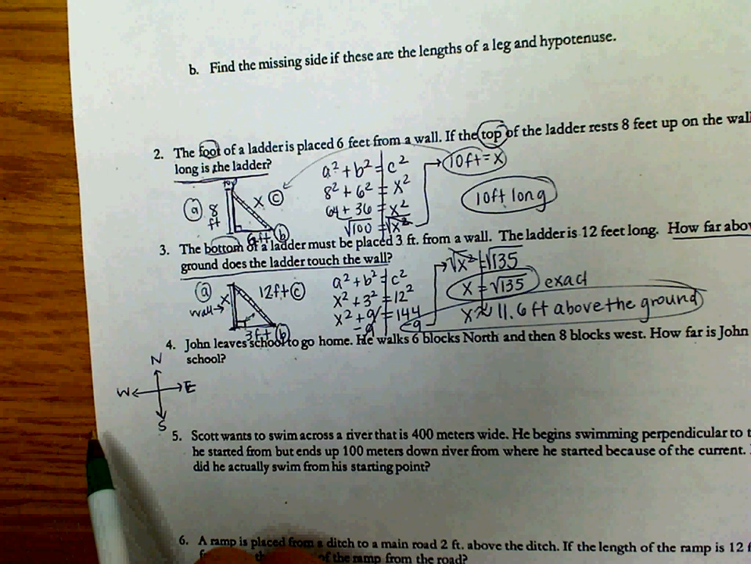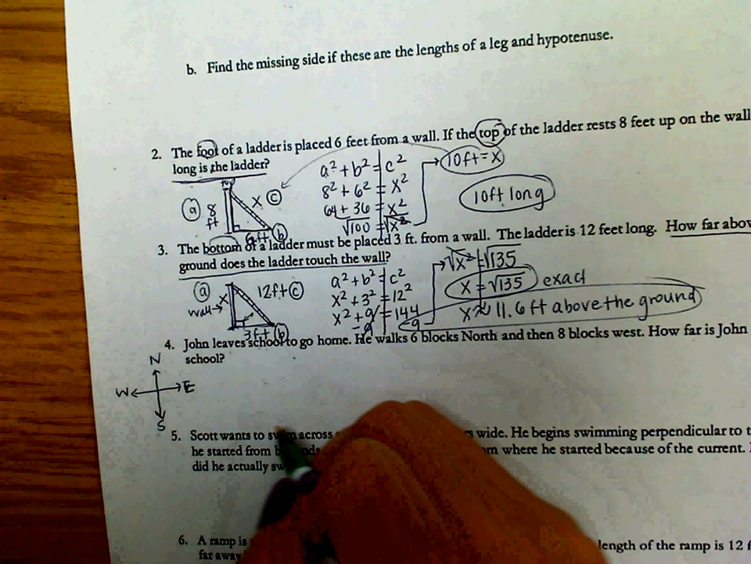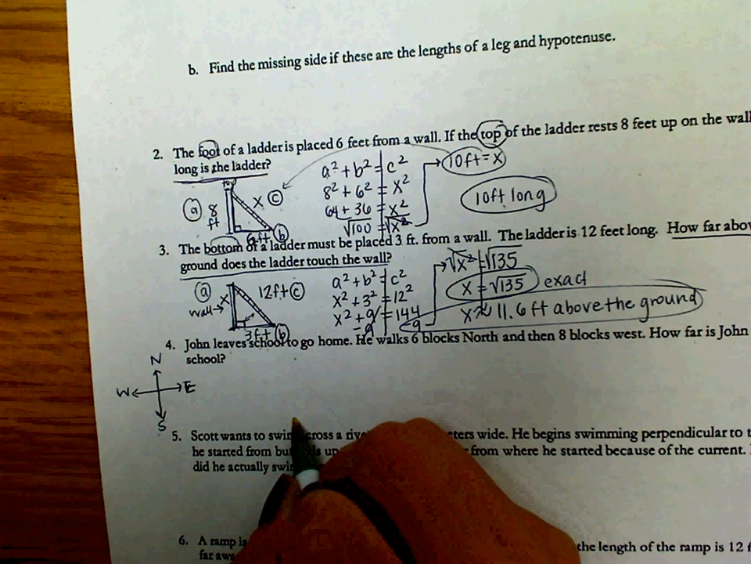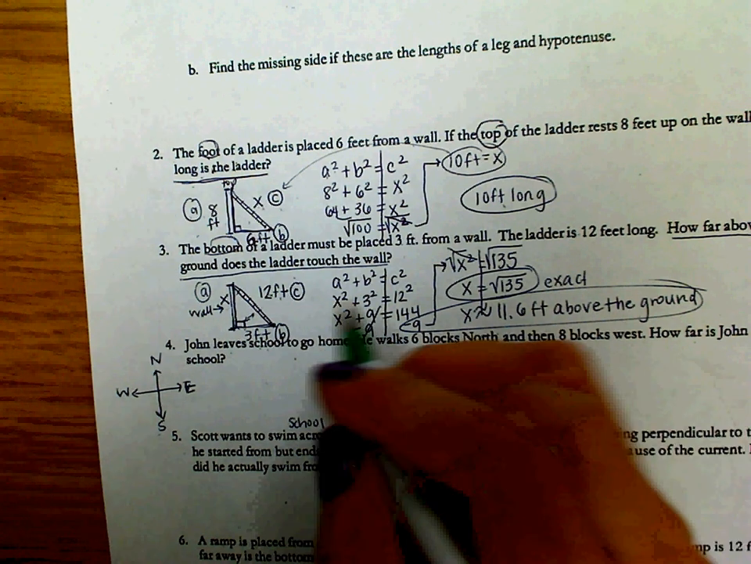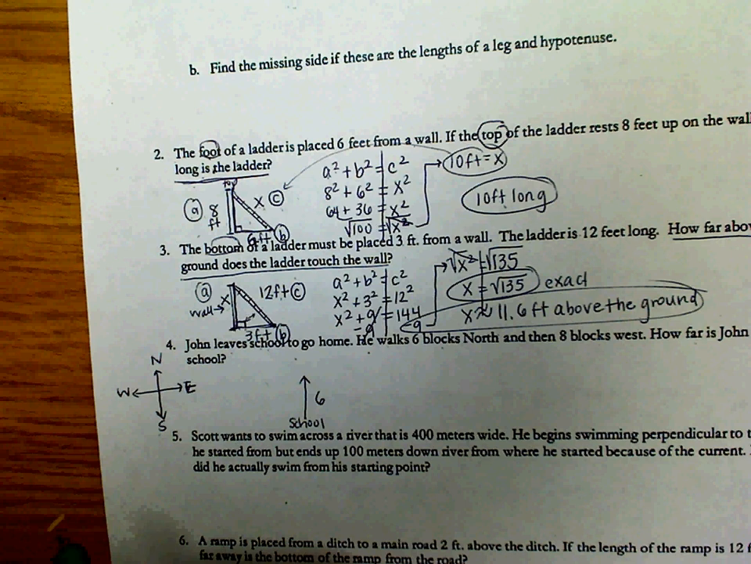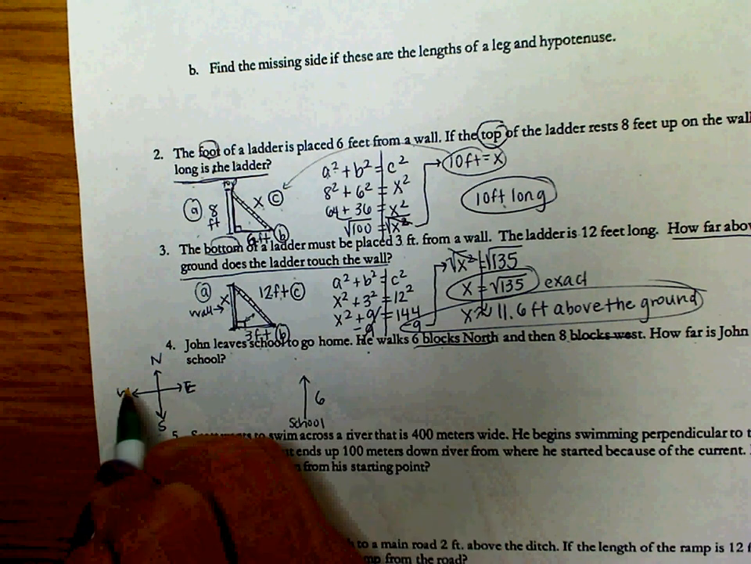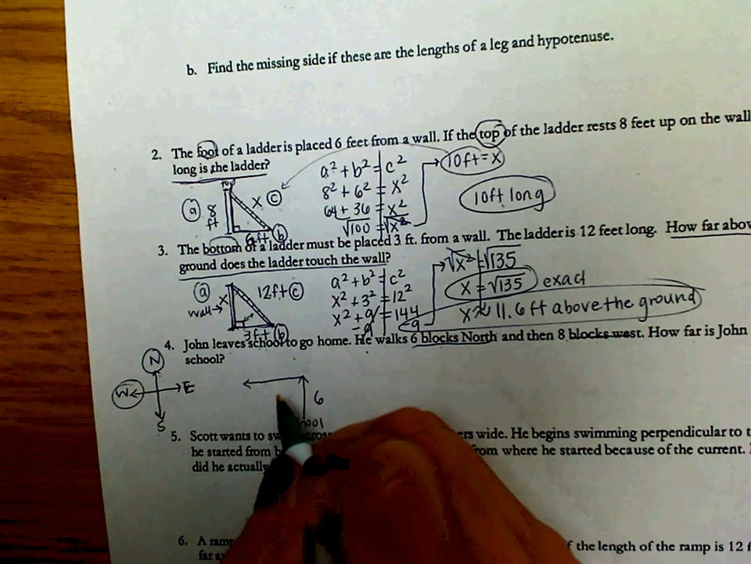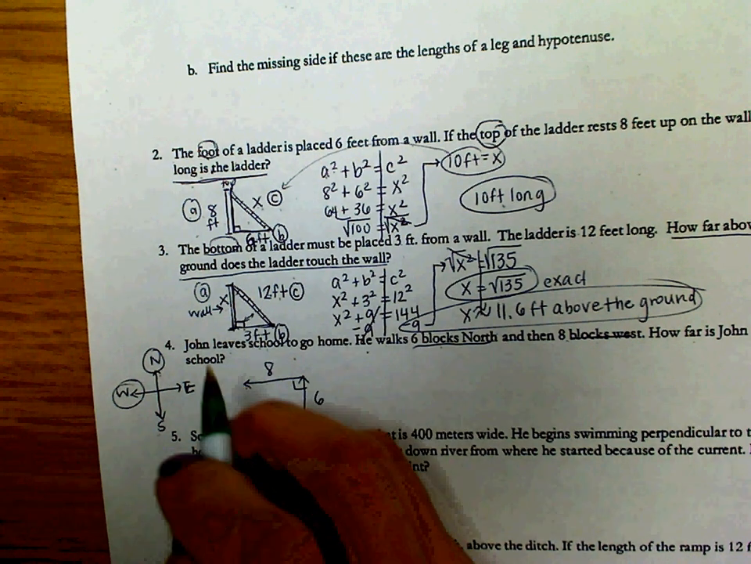Alright, so John leaves school to go home. Okay, let's say here's John, and it says he walks north, so I'm going to need to start at the bottom here. So here's school. He walks 6 blocks north. Okay, that's 6 blocks north. And then you have to go 8 blocks west. So from here, you're going west. You went north and then west. Right angle, this is 8 blocks west, and then he's now at home.